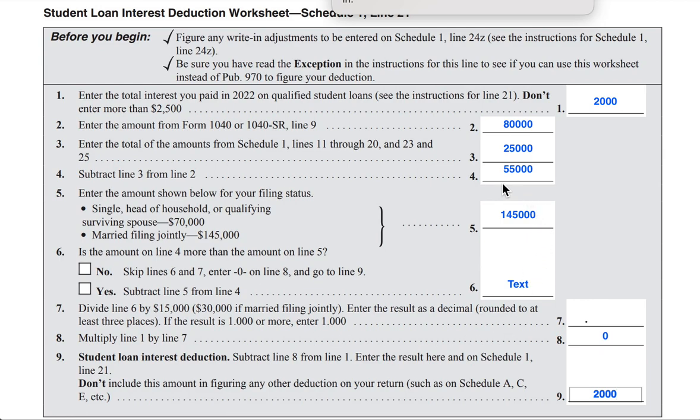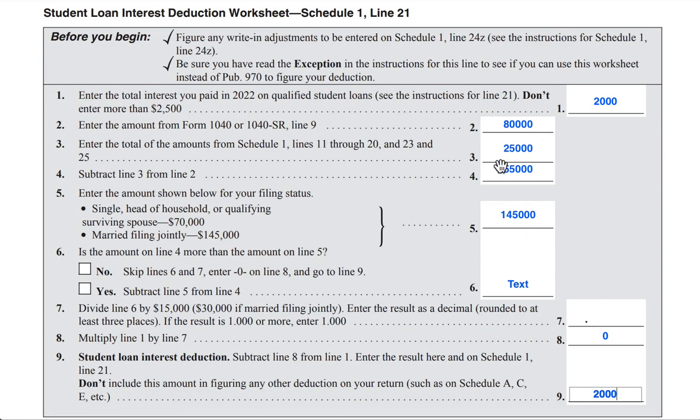So in the first case, we put down $145,000, and then we compare that to the amount on line 4. As you can see, the line 4 amount is less than 145, so we did skip lines 6 and 7. We put a 0 on line 8, and then basically we're subtracting line 8 from line 1, which essentially means we're dropping the line 1 number down to line 9. That's the total deduction, and there's no restriction on that.